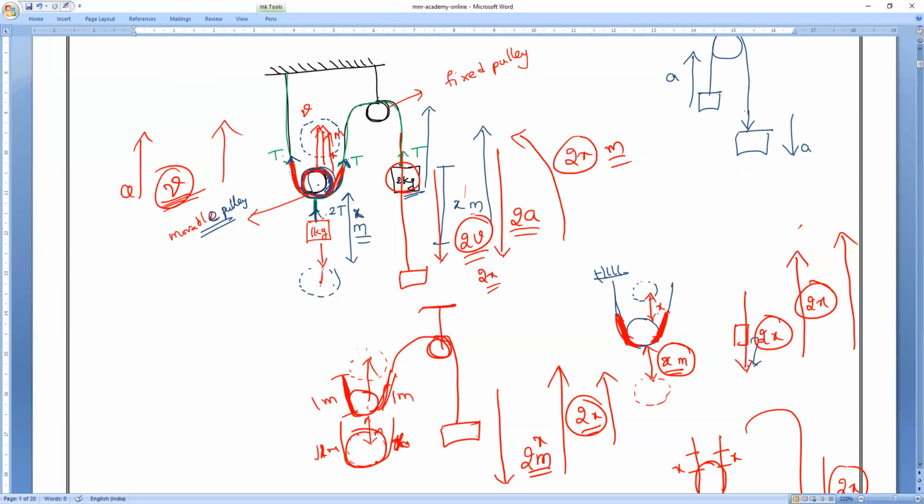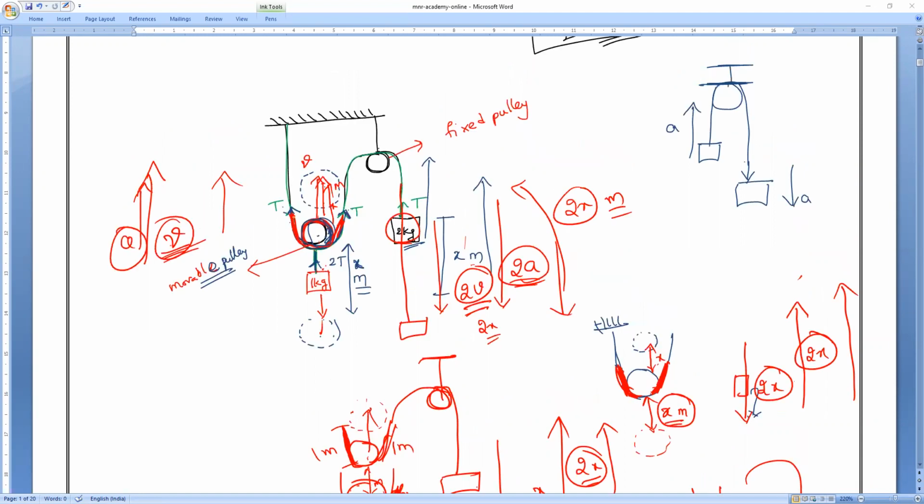If this body goes upward with velocity v, then this body will travel downwards with 2v velocity. If this body goes upward with acceleration a, then this body will travel with 2 times the acceleration in the downward direction. Do you all understand or not? That is the concept present in this. This is very, very important. If you understand this, then only we can proceed and solve the numericals. If anybody has any doubt, you can ask me. Again, if the mobile pulley moves x meters upwards or downwards, then the distance, velocity or acceleration of this body will change how many times? 2 times. That is what you have to remember.